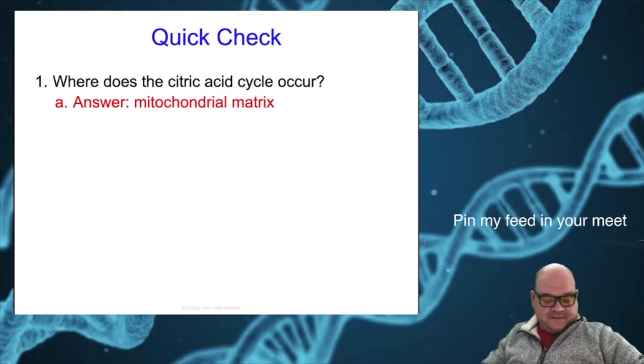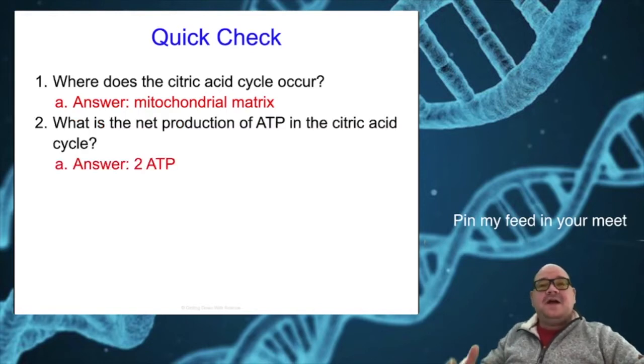Next. What's the net production of ATP? It's 2. If you go back to glycolysis, how many have we made so far? 2. Well, add these ones on. 4. Yeah, 4.